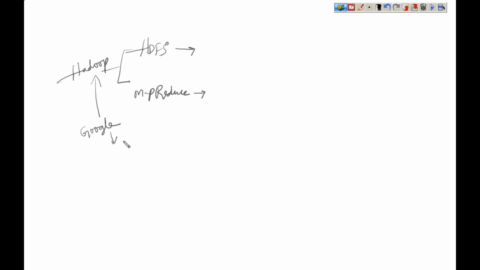In Google, they had developed a file system called GFS, the Google File System. They also developed a computing system called MapReduce. It is for computation.